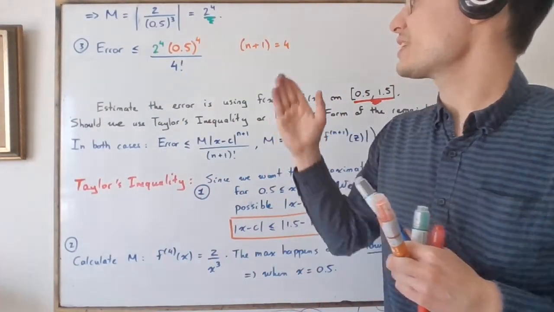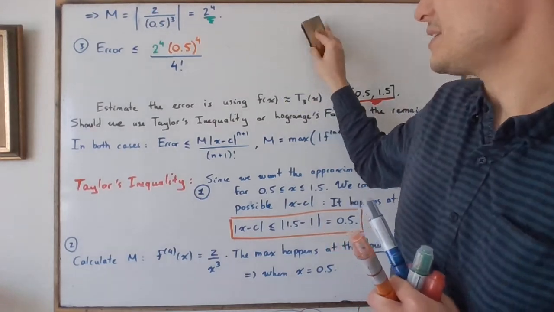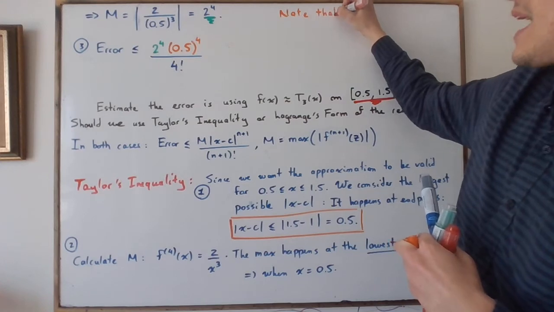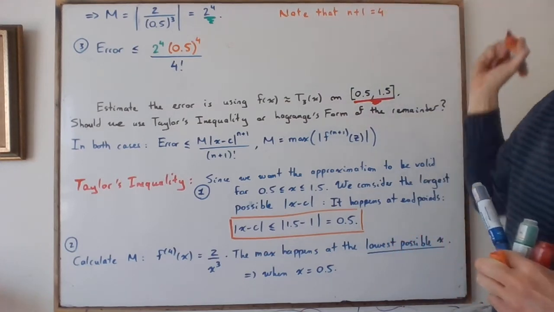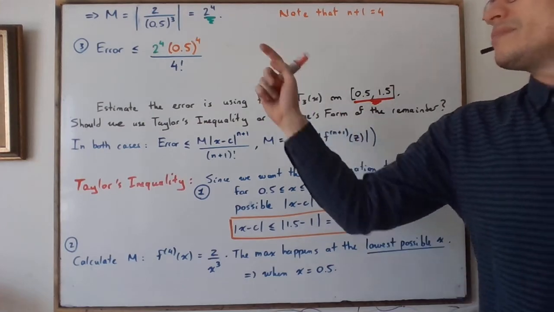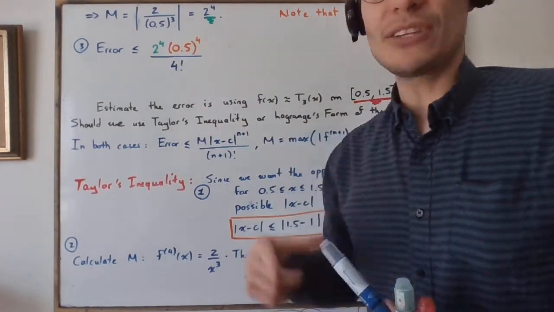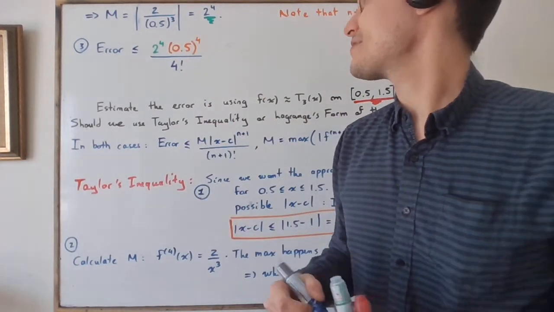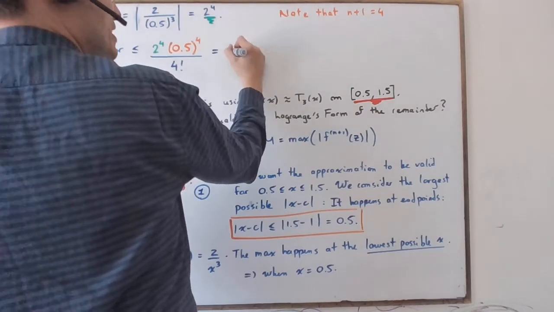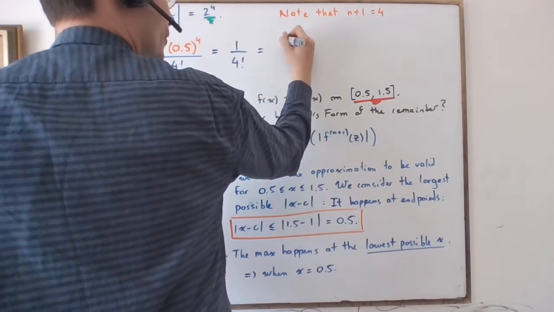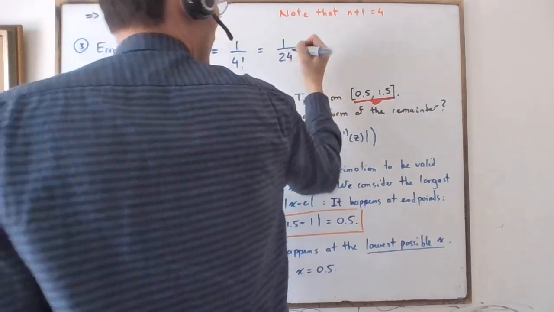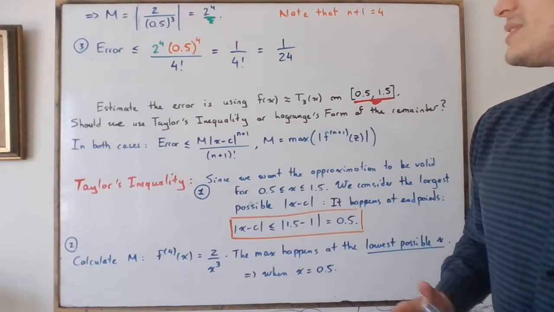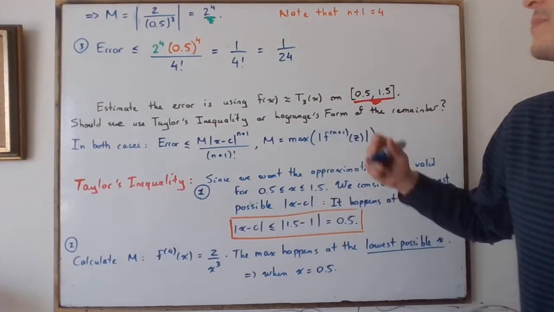Note that n plus 1 is equal to 4. And the funny thing, as you can see, is that the green and the orange cancel exactly, because this is 2 to the power of 4 and this is 1/2 to the power of 4. So the error will be 1 over 4 factorial, which is 1 over 24, since 4 times 3 times 2 is 4 times 6, 24. So that is the maximal error.